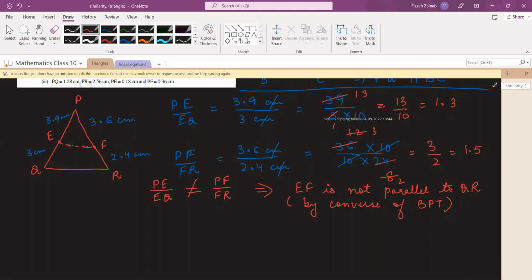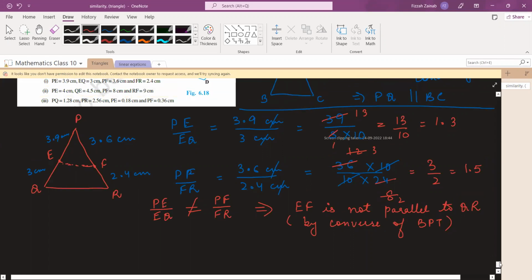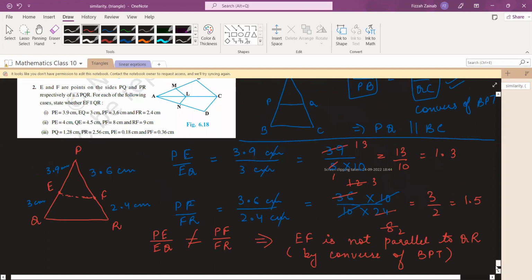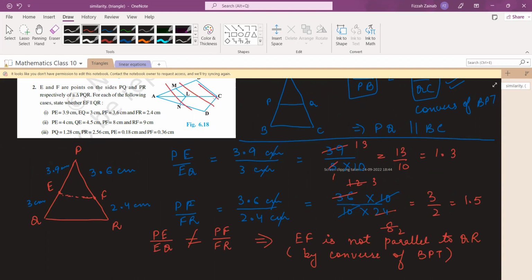Okay, scroll up. Yeah, sure. So this figure is actually not of this question, it is of the next question, I think.